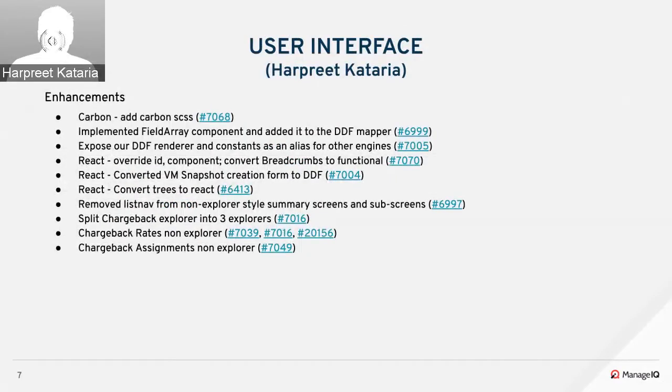Before moving on to the next slide, I just want to mention a couple of PRs on this list that did not have any visual changes. In PR 7068, changes were made to enable Carbon style CSS. In future sprints, we will see more work on that front. And a lot of React related work was done. A new field array React component was introduced that will be used on some of the forms in future sprints. And also right-hand side trees were converted to React. Okay, now move on to the next slide, please.